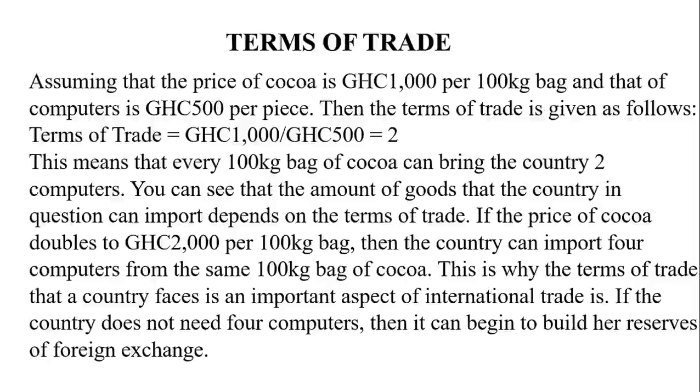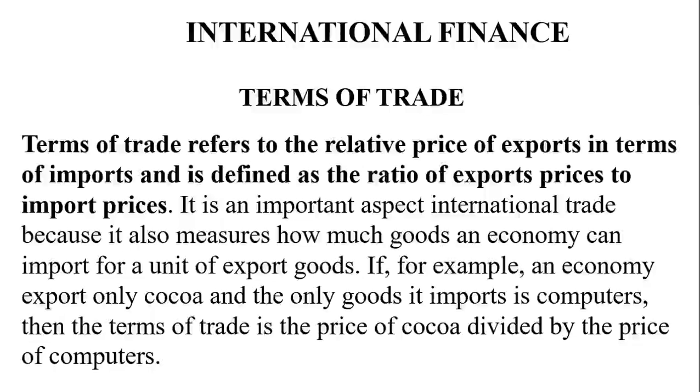If a country does not need 4 computers, it can decide to build its reserves. For instance, if your terms of trade is very favorable but you don't need the other commodity from the other country, what you can do is, as you sell your commodities, the foreign currency you get, you save it, and it is called foreign reserve.